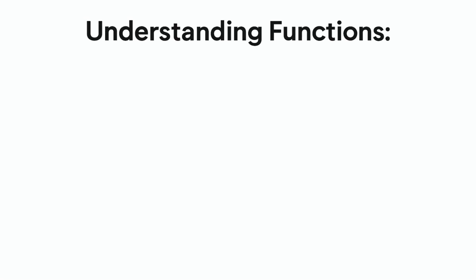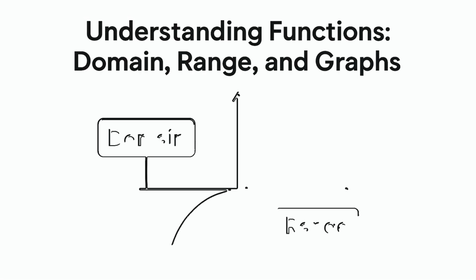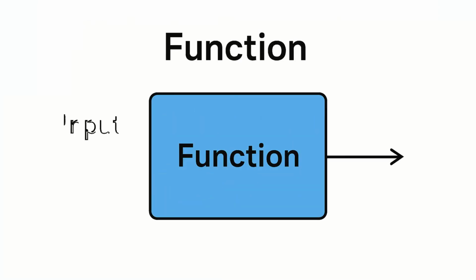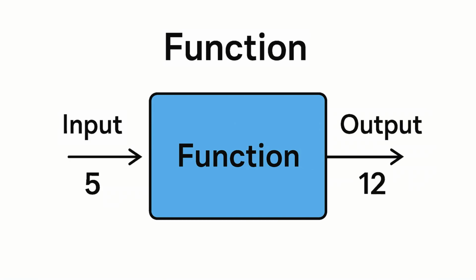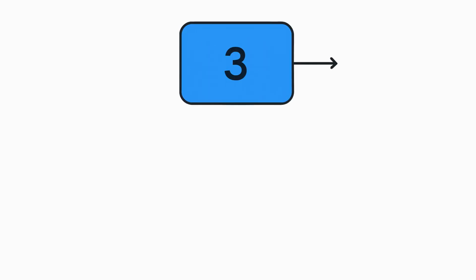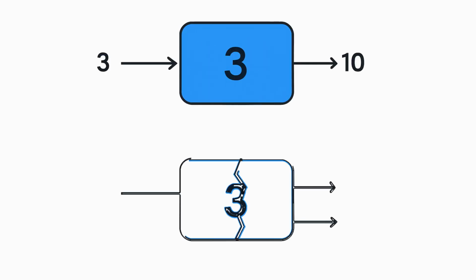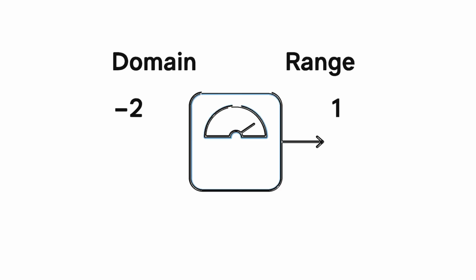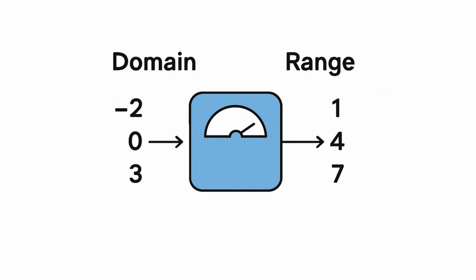In this video, we are going to make sense of functions, their domains, their ranges, and how all of that shows up on a graph. Think of a function like a machine. You put a number in, the machine follows a rule, and you get exactly one number out. If you pour in a 3 and always get out a 10, that is fine. If you pour in a 3 and sometimes get a 10 and sometimes get a 2, that is not a function. The inputs that are allowed to go into the machine are called the domain. The possible outputs that come out are called the range.